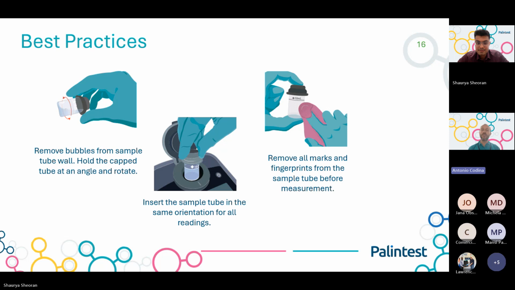One way to prove that you have bubbles in your sample is that you measure and then you measure again and the result is changing, because the bubbles might be dissipating while you are doing the measurements.